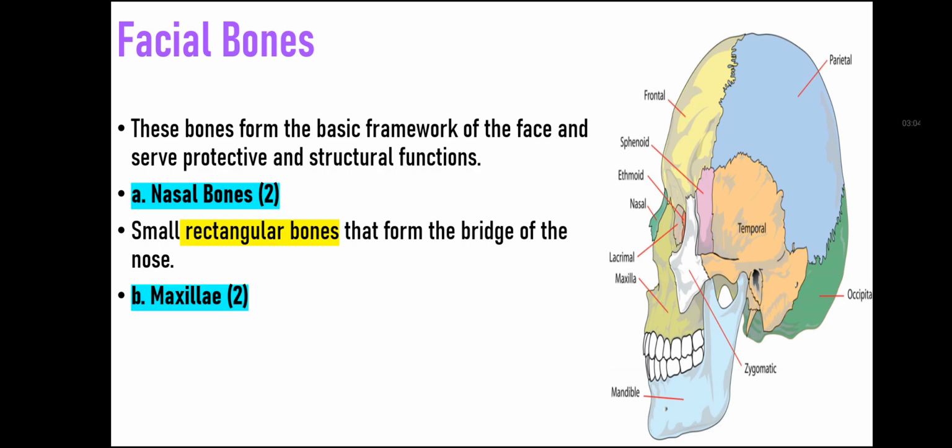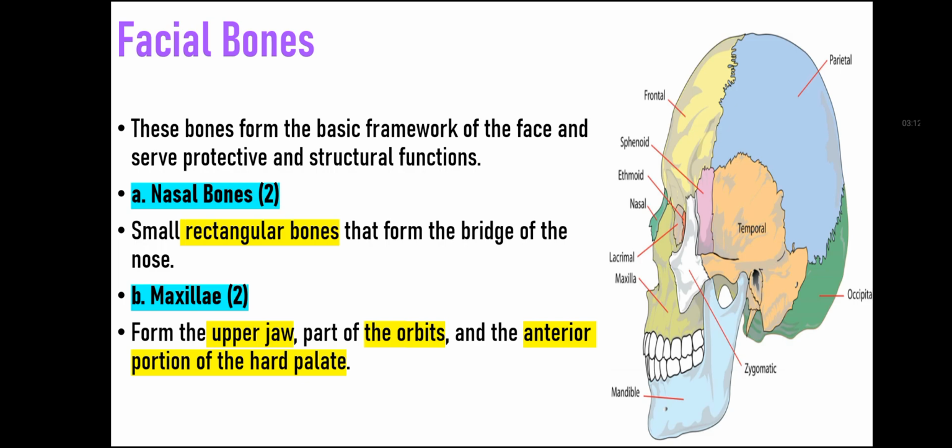Then the second bone of facial skeleton is maxilla, that are paired bones, that means there will be two maxillae in every skull. They form the upper jaw, parts of orbit and anterior portion of the hard palate. Each maxilla contains a maxillary sinus.